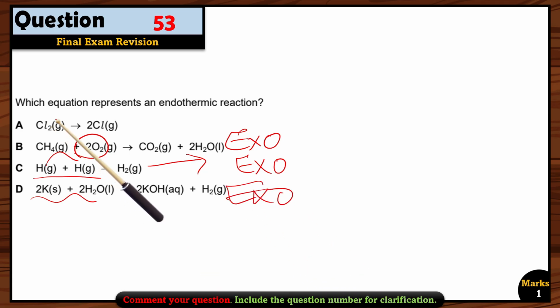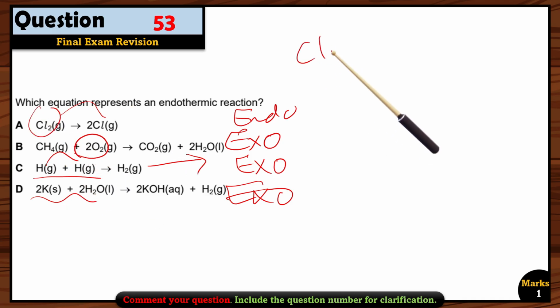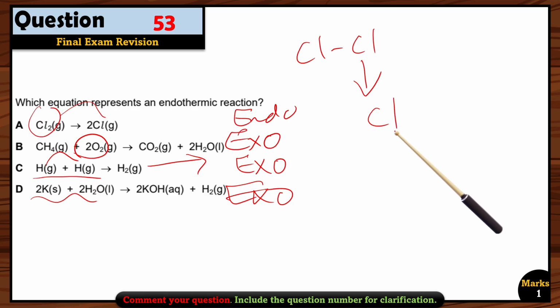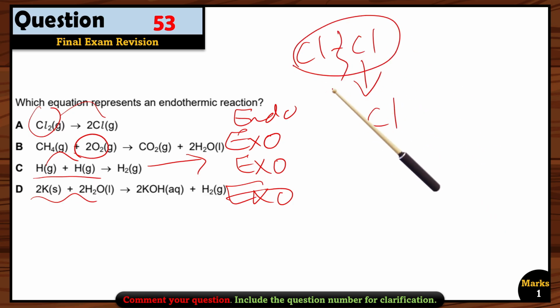So now you are only left with this one in which the bond is breaking. Bond breaking is always endothermic. If you see, before we have a chlorine-chlorine bond, and now this chlorine becomes an atom. Before it was a molecule, the bond has broken. So whenever bond breaking takes place, it's an endothermic reaction. So that's why option A is the right option.